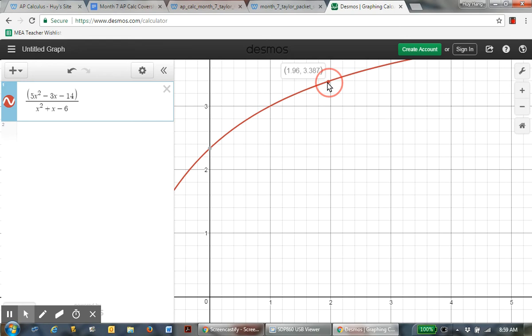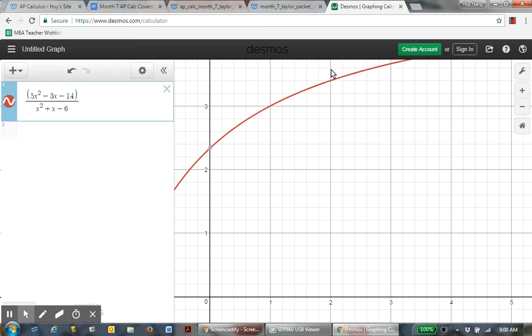What is 17 divided by 5? Someone do that really quick in their calculator. 3.4. So where does it look like it's approaching? It approaches 3.4, but does it ever actually hit 3.4? No, but we don't care, it's a limit. Yes, that's right. We're seeing where it approaches.